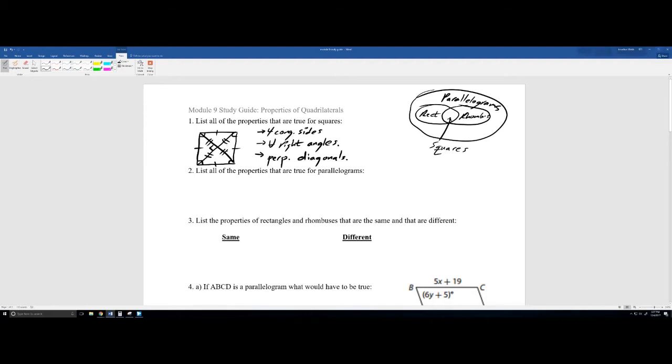Remember, a square is technically a rectangle and technically a rhombus at the same time. It's being shared by those two, which makes sense with the diagram that I drew. All right, so list all the properties that are true for parallelograms.